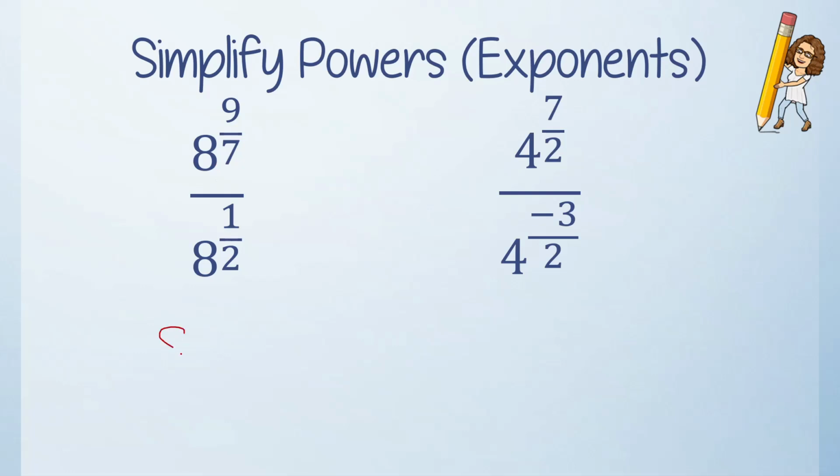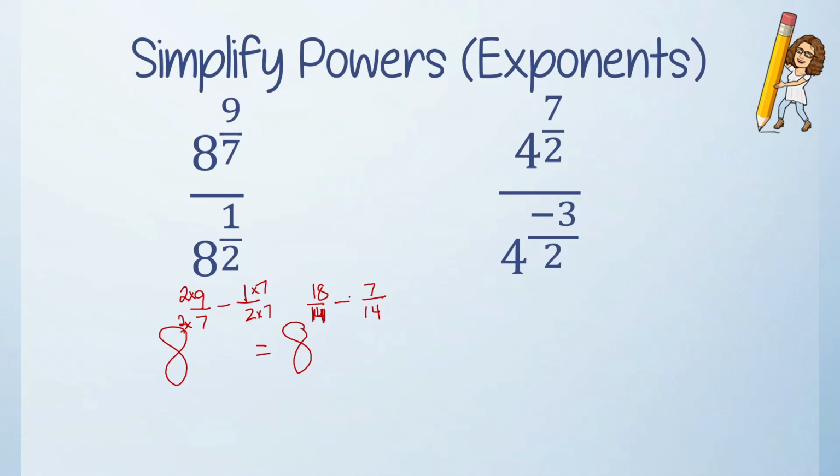So we're going to just do 8 to the 9/7 minus 1/2. I'm going to subtract those exponents there. I need a common denominator, it looks like. So I will get 18/14. Whoops. Pen's not writing very well. 7/14. So I gotta multiply this by 2, this by 7.